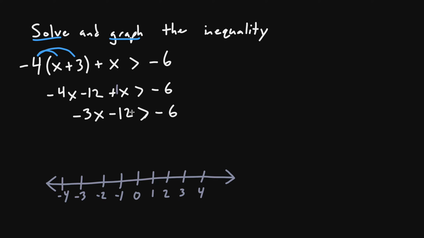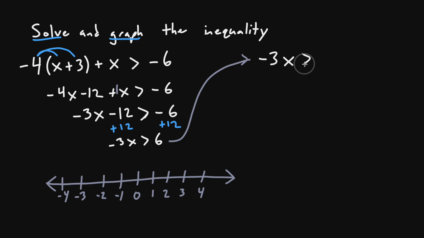is greater than negative 6. And then again, normal solving step, we can add 12 to both sides. So if I do plus 12, this becomes negative 3x is greater than, this becomes positive 6. But now, I'm just going to bring this up here so we have some more space. Once you get to a step like this, where you have a negative number times x, something weird happens.